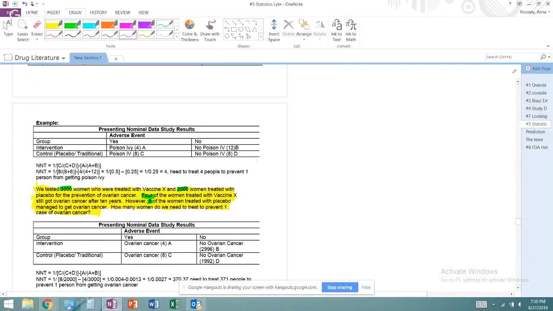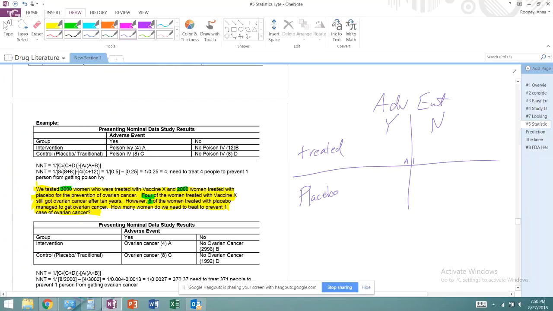All right, so I was just going to walk you guys through the NNT calculation, how you put it together, how you break this down. So you're going to take your adverse events that happen from a study. You're going to have a yes and a no group, and then you're going to have a group that got treated and a group that got placebo. And so this is going to be A, B, C, D. So we're going to set this up.